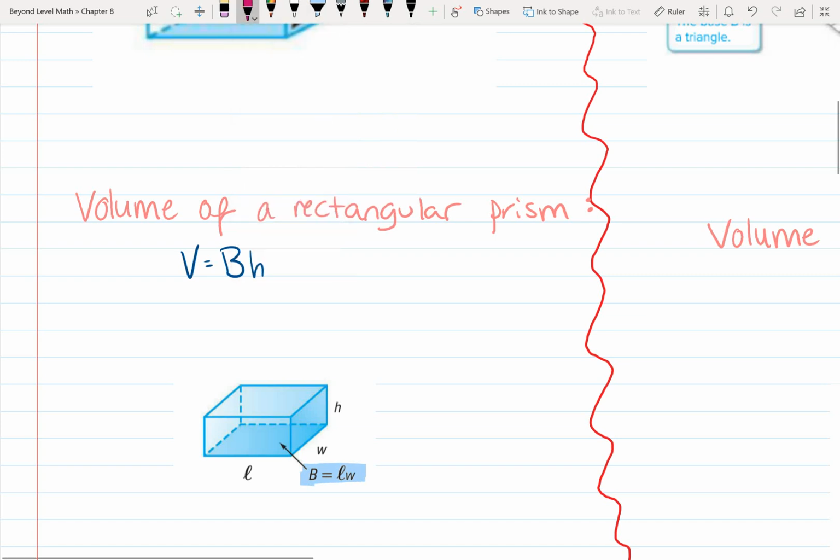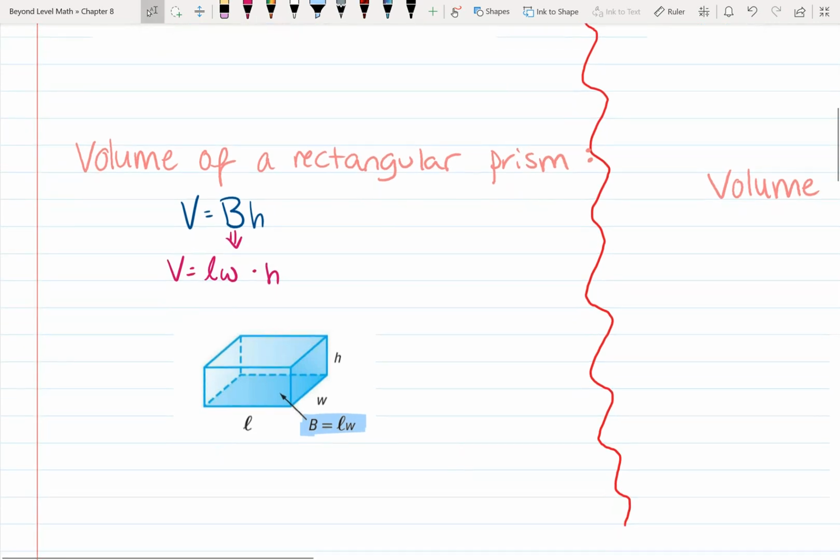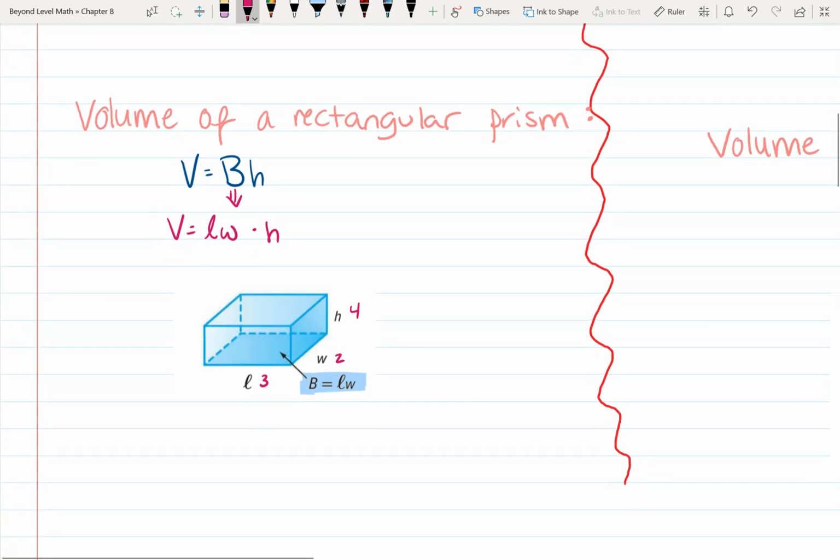You would write this original formula in blue, and then you would break it down. Area of the base, well, since it's a rectangle, you would do length times width. And then multiply it by this h, the height of the actual prism. So if the length, if this were 3, 2, and 4, obviously not to scale, I would do V equals, the length would be 3 times 2 times 4.